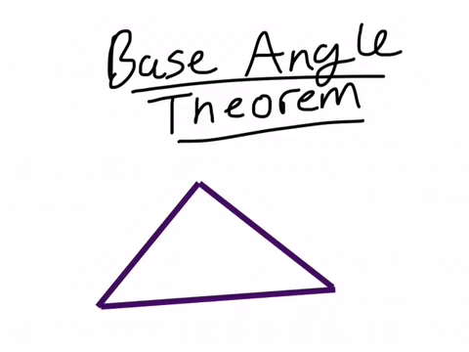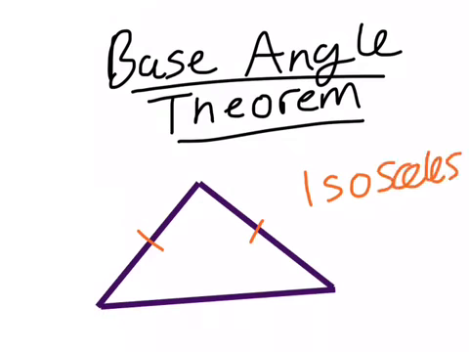What it tells us is that if we have two sides of a triangle that are congruent, so if this was an isosceles triangle, so again this applies to isosceles triangles, that if these two sides are congruent, additionally we know that these two angles are congruent. So given that the two sides are congruent, the base angle theorem tells us that the angles are congruent. And the converse of that is also true. If the angles are congruent, the sides have to be congruent.